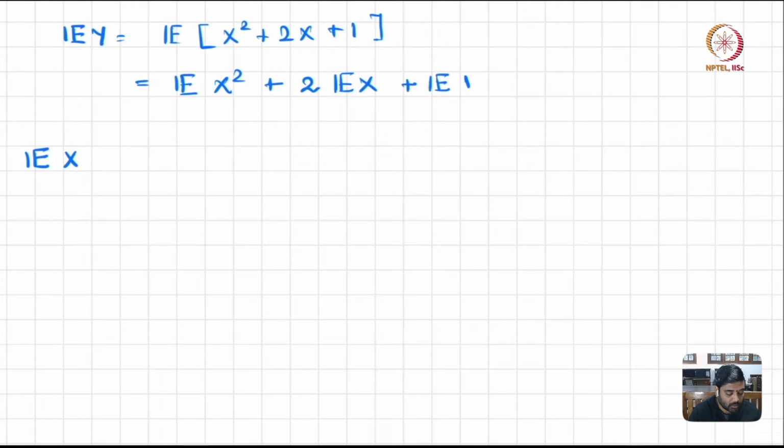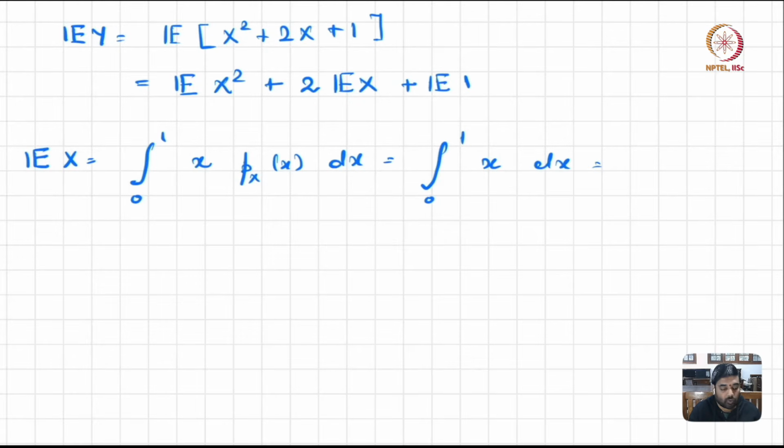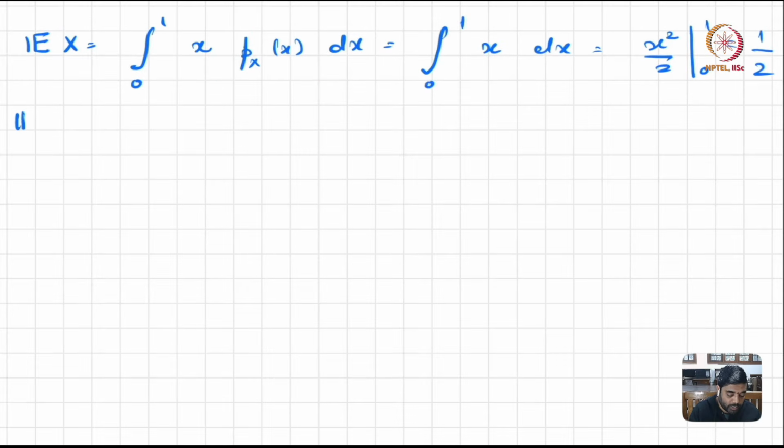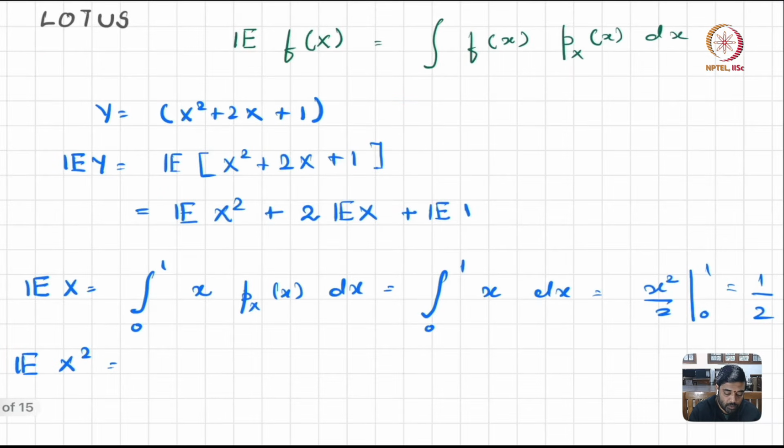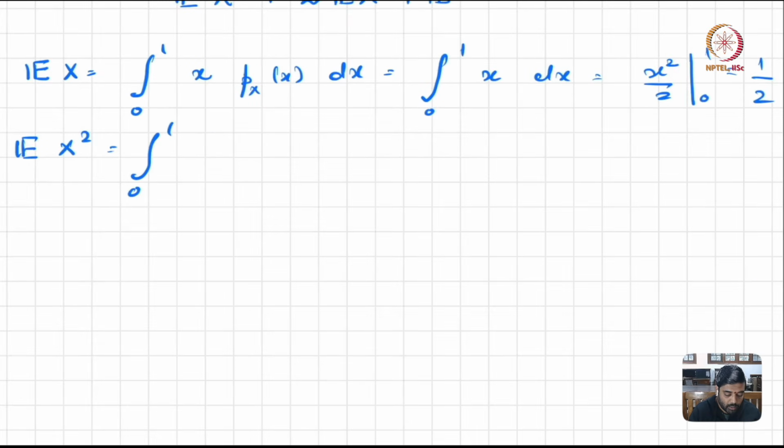So the expectation of x is the integral from 0 to 1 of x into px of x, the density, dx, which is the integral from 0 to 1 of x dx, because the density is 1. This is x square by 2 from 0 to 1. This is half. The expectation of x is half. Now you have to compute the expectation of x square. How do you compute it? You take the integral and evaluate: the integral from 0 to 1 of x square into the density of it.